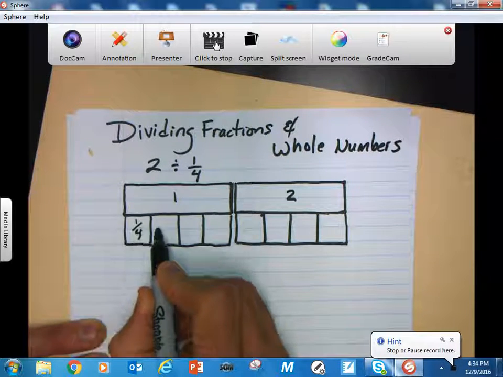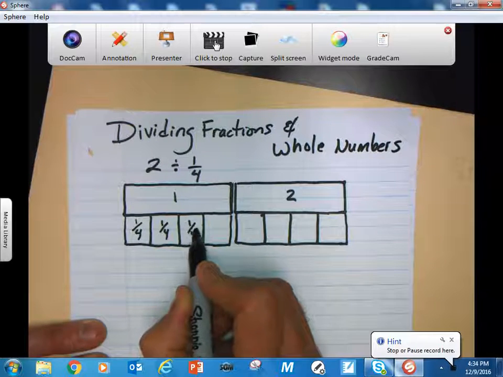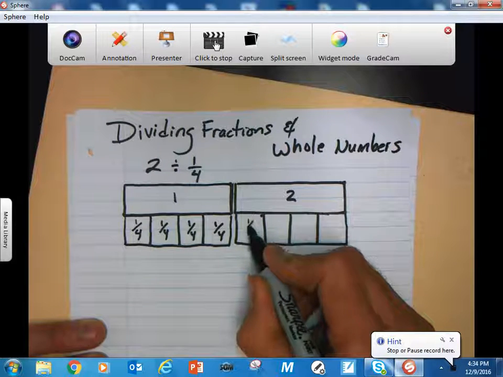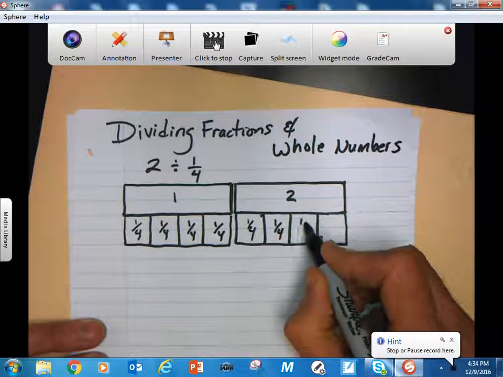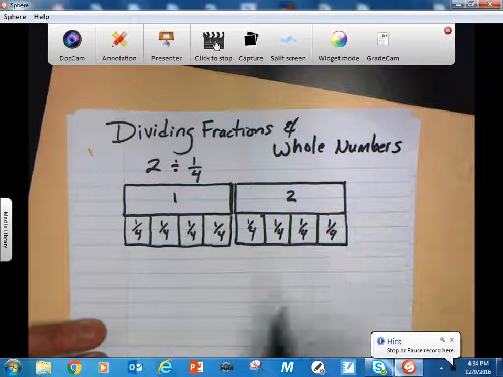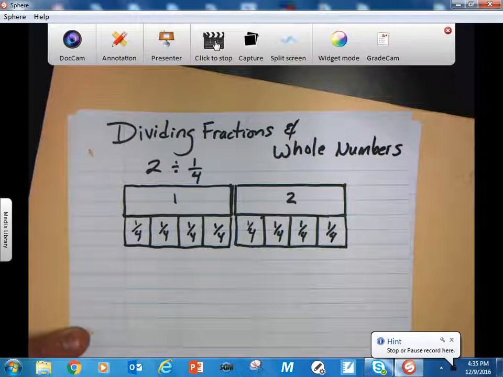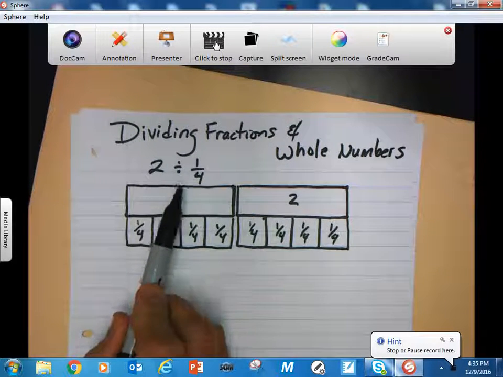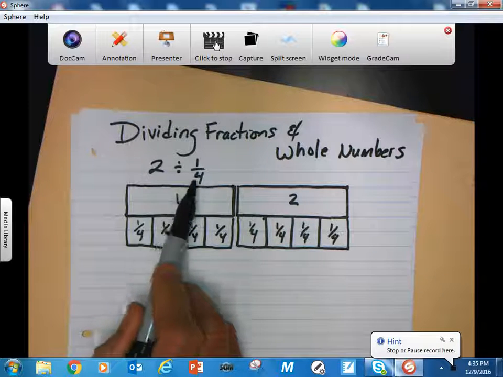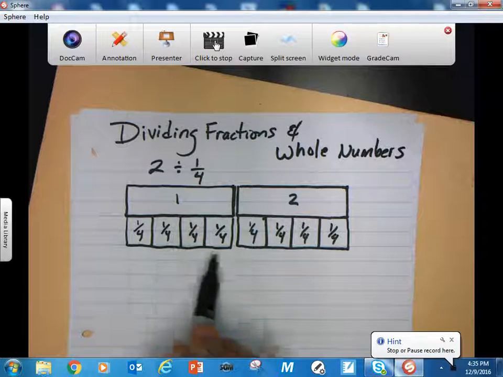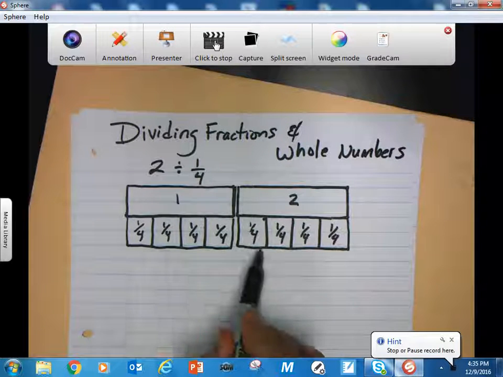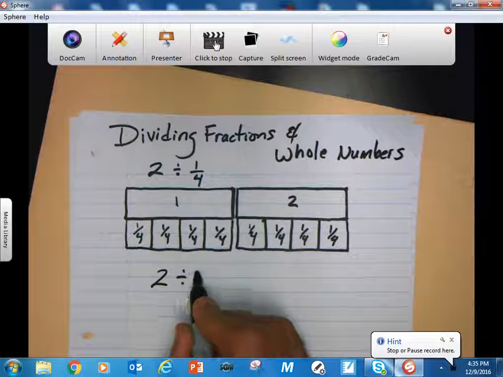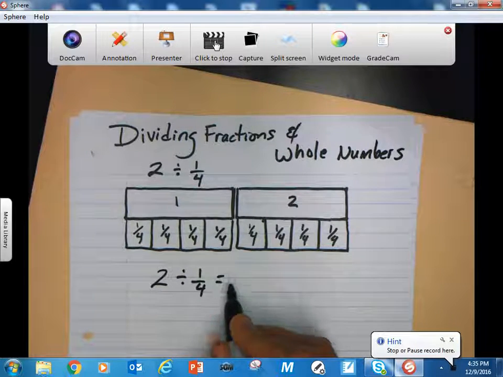1/4, 1/4, 1/4, 1/4, and I know 4/4 equals 1. 1/4, 1/4, 1/4, 1/4, another 4/4 equals another 1. So our equation, 2 wholes divided by 1/4, tells us that we have 8 parts. We have 8. We know 2 divided by 1/4 will equal 8.